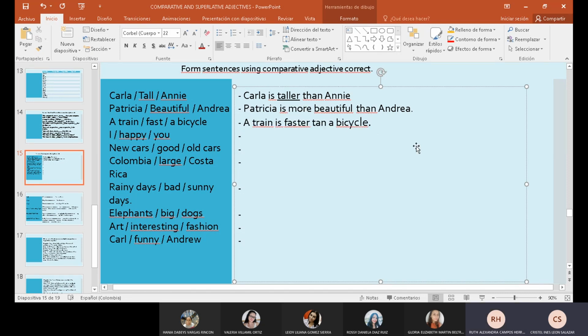Ruth, please, the other sentence. I am happier than you. I am happier: I change Y for I and add ER. I am happier than you. Okay, thank you, Ruth. Please help me with the other. Ruth, help me with the other sentence, please.